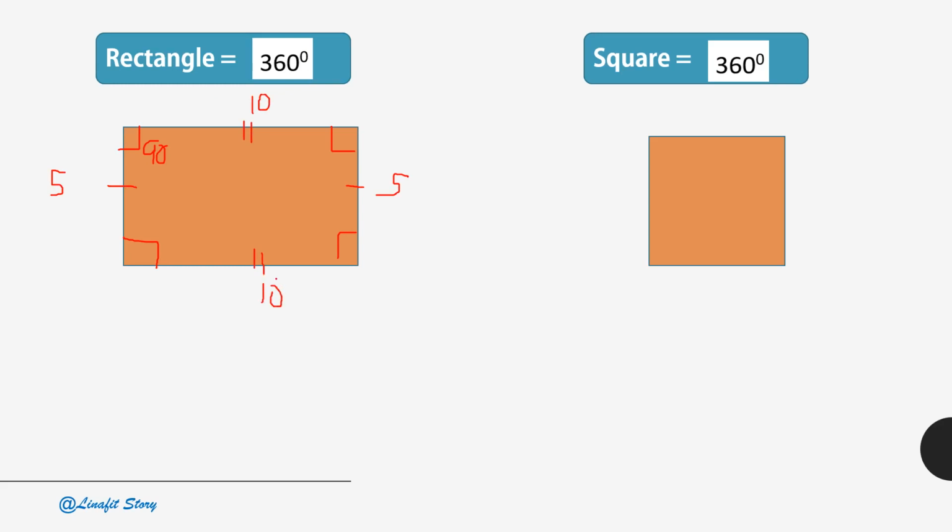Then how about the properties of a square? All the angles of a square are 90 degrees. So this is 90 degrees, this is 90, 90, and 90. All sides of a square are equal and parallel to each other. So let's say this is 4 cm. This is 4 cm, this is 4 cm, this is 4 cm.